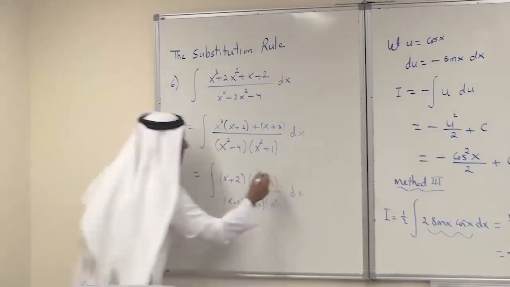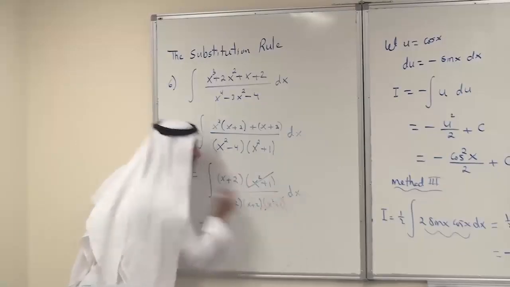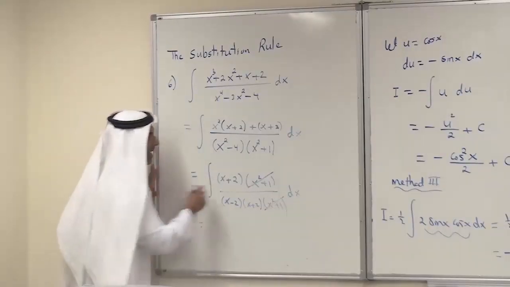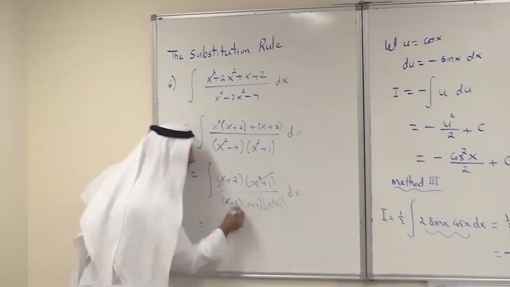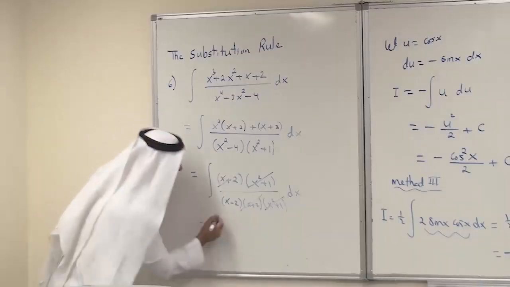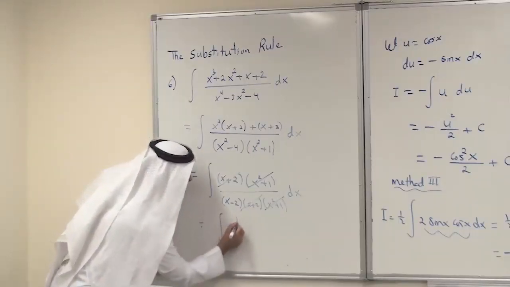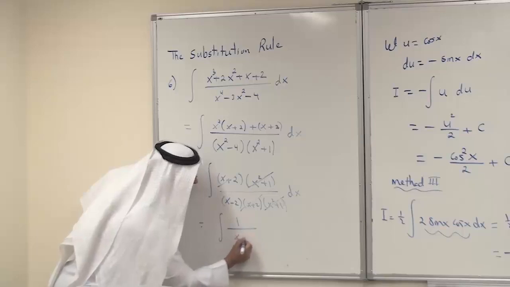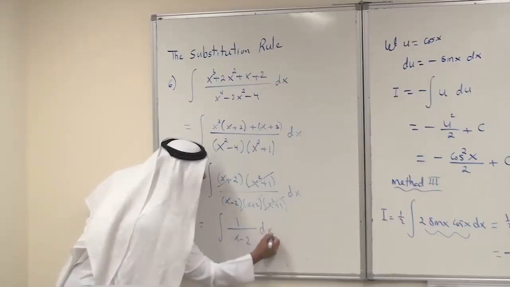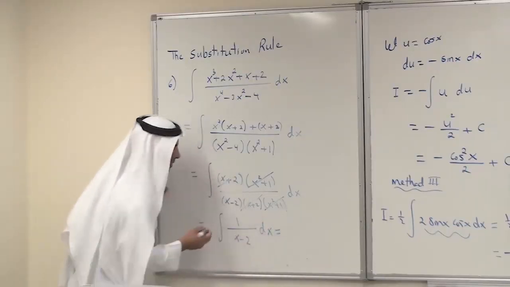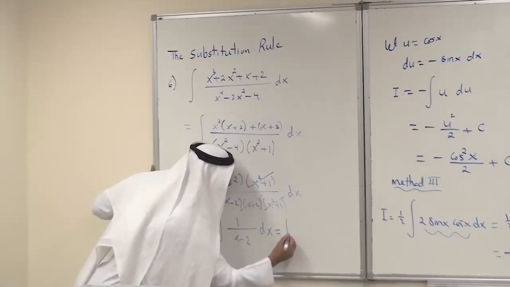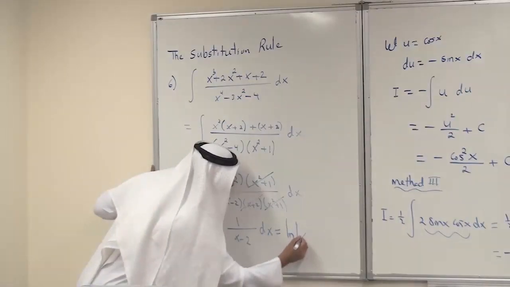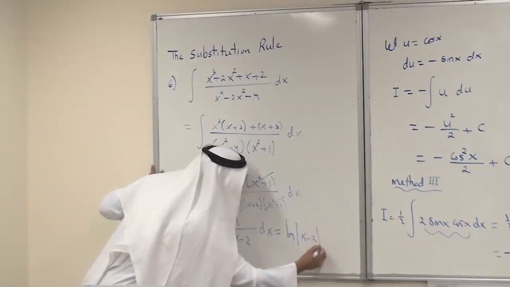You see x squared plus 1 is the same as x squared plus 1, so I can cancel it here. I have x plus 2, I have x plus 2, they will be cancelled out. So what we have at the end is the integral of 1 over x minus 2 dx, and simply by using the formulas we have, this is equal to logarithm of the absolute value of x minus 2 plus constant of integration.